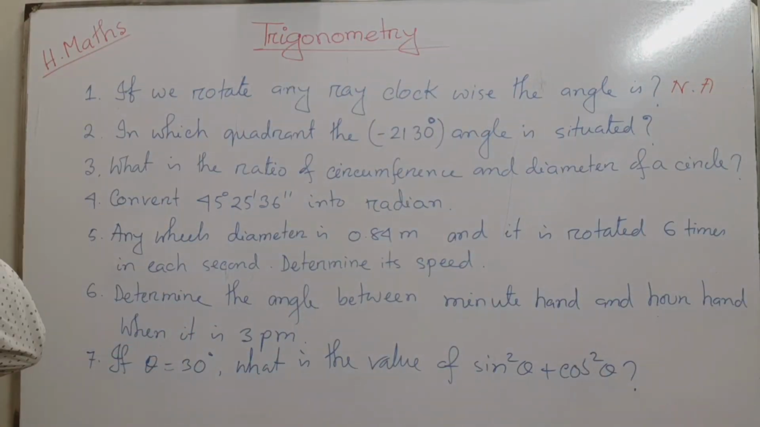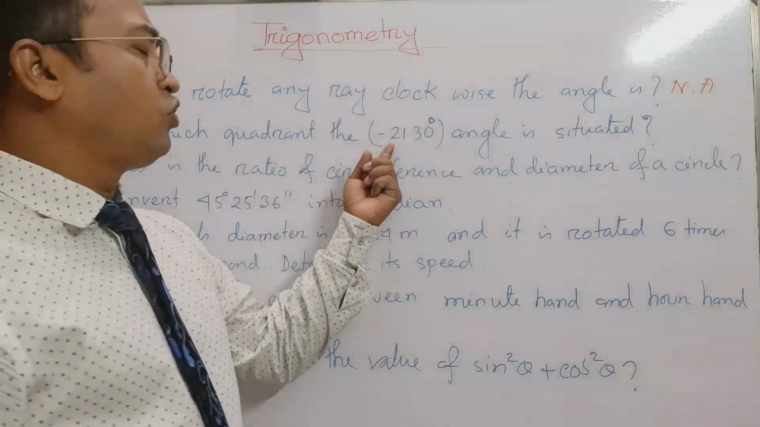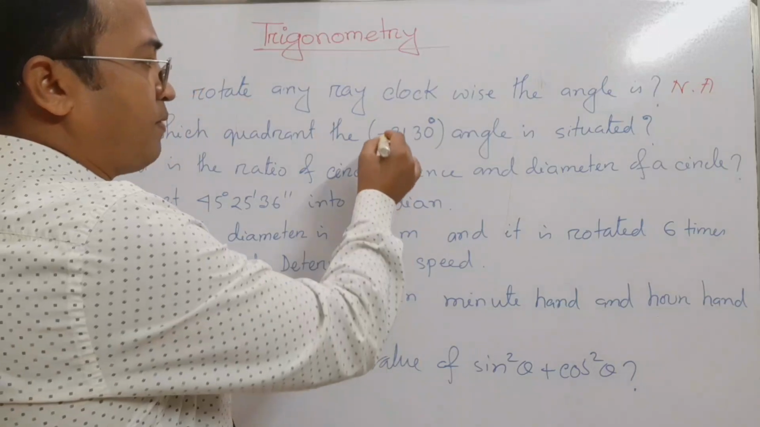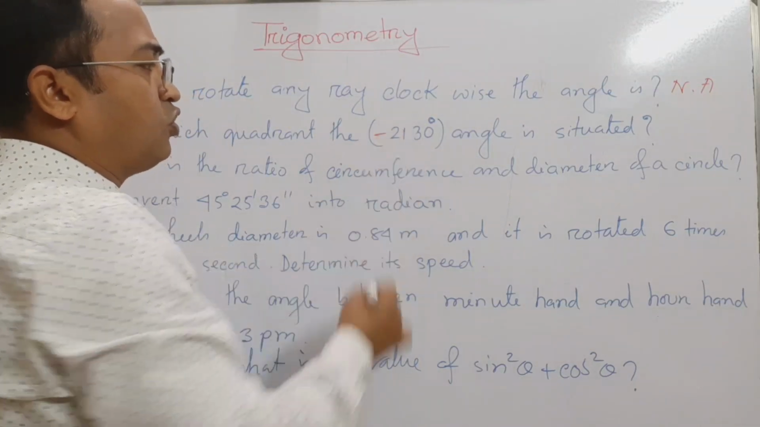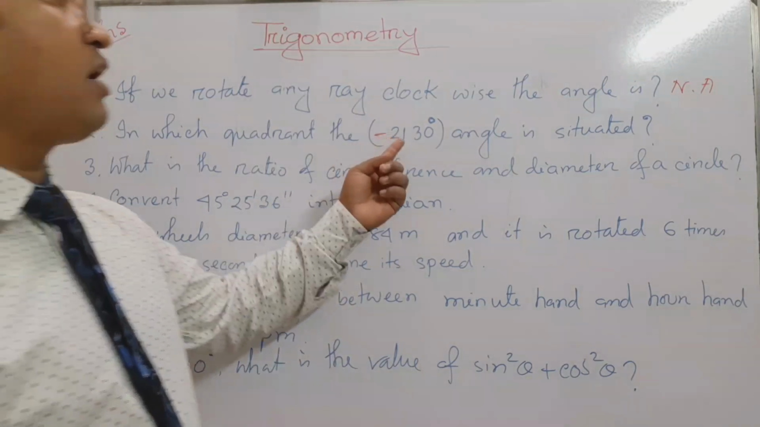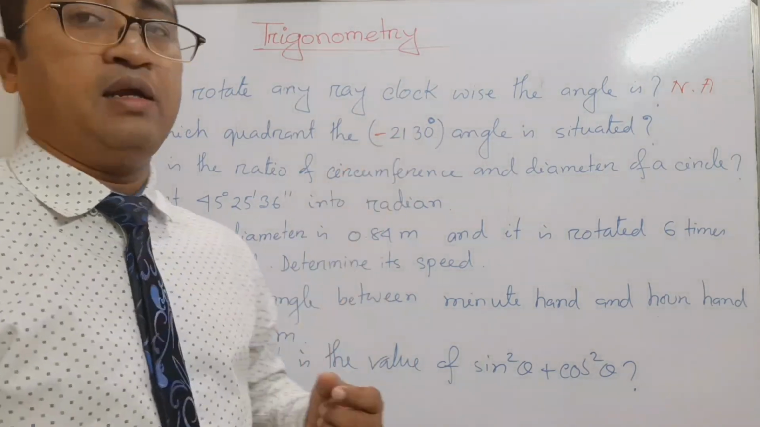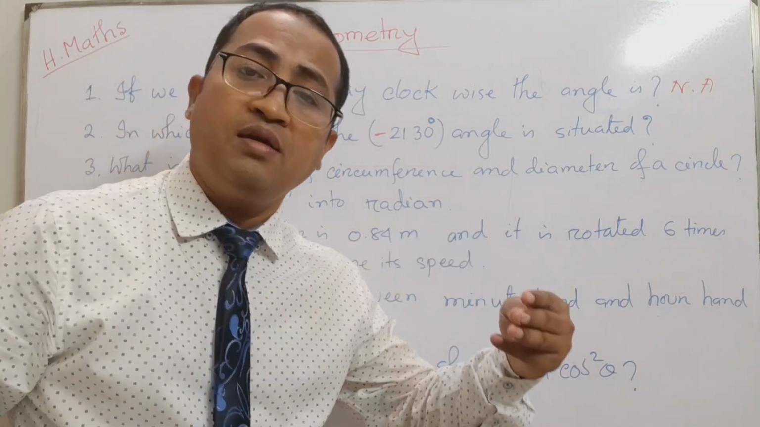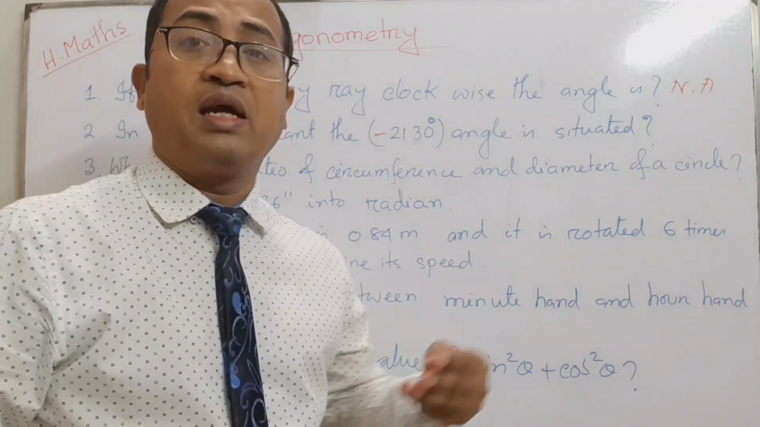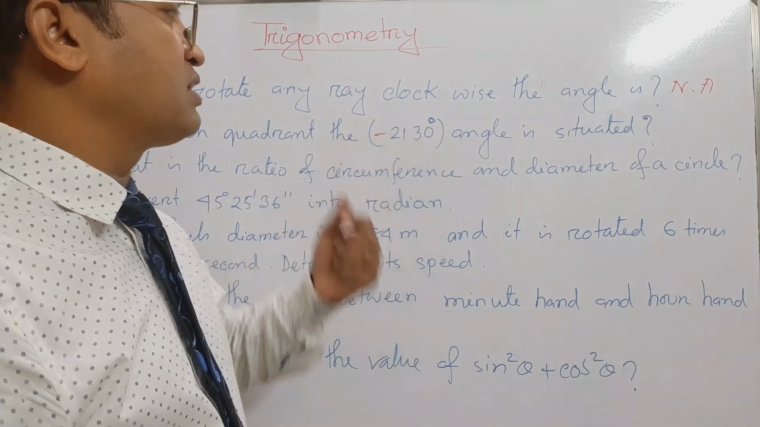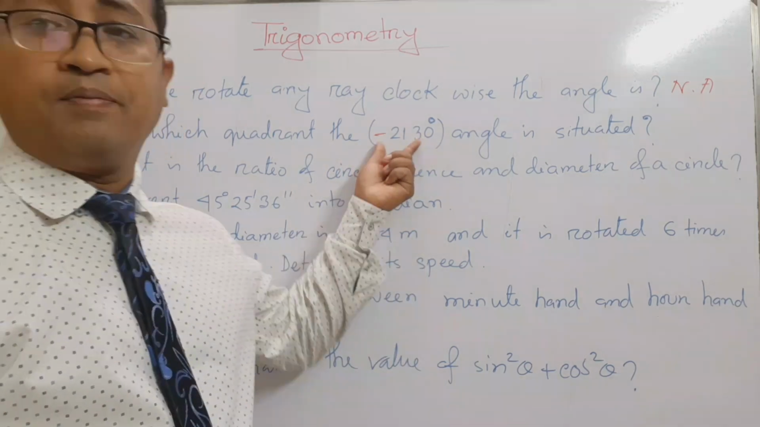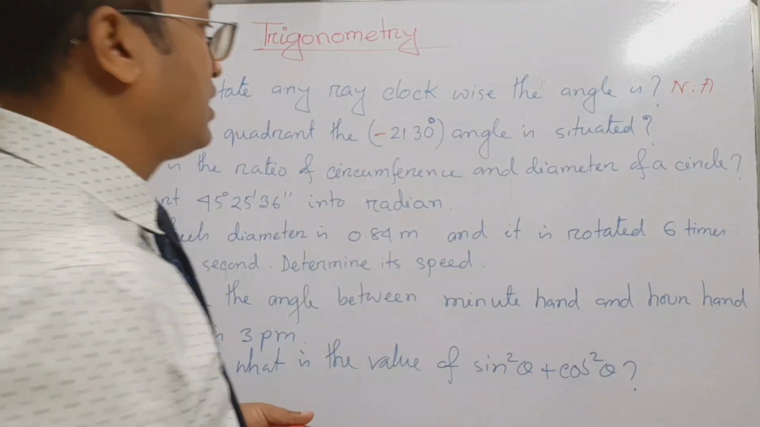In which quadrant is minus 2130 degree angle situated? Look, this is minus, so we will rotate it clockwise. After how many quadrants we rotate 2130, we will get the location of this angle. So how can you find this out? You should divide it by 90. If you divide it by 90, what will it be?